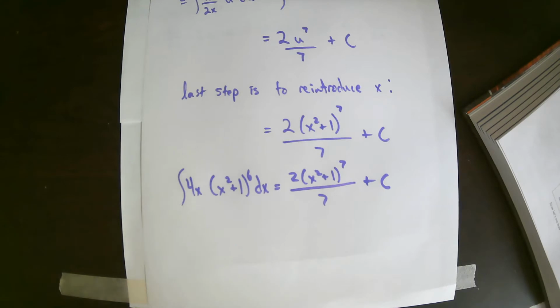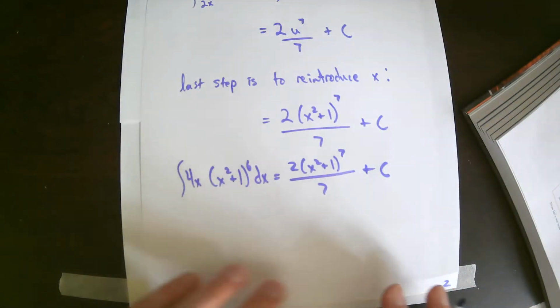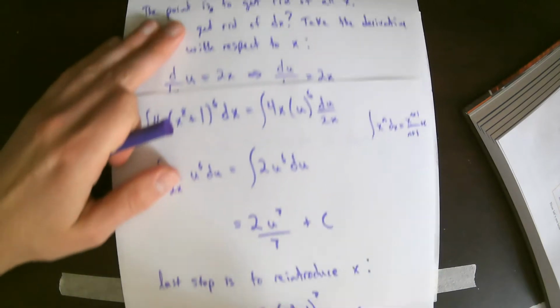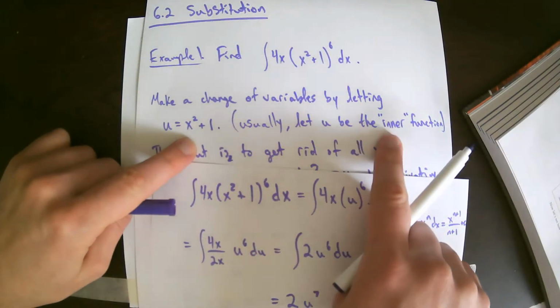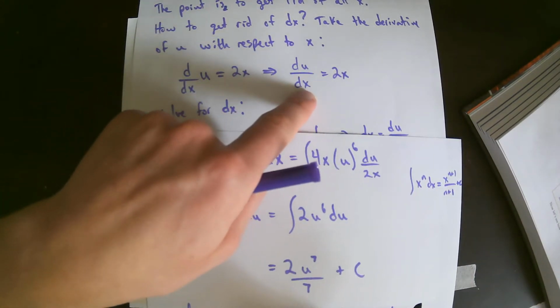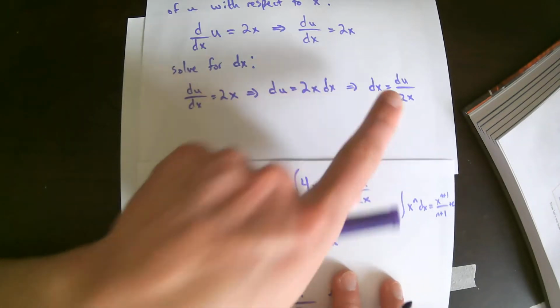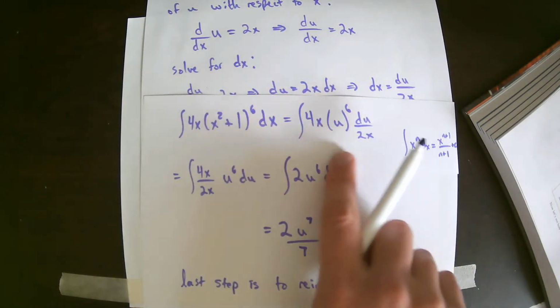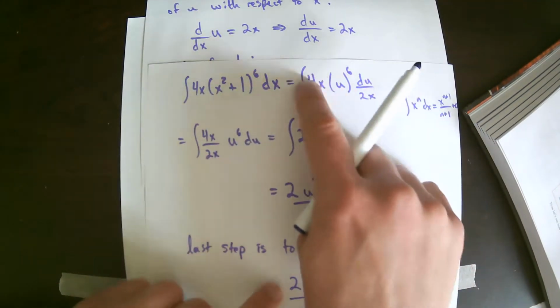What a strange process, right? But this is how it goes. Okay. You let u equal some function of x, usually the inner function. Then you find the derivative of u with respect to x. Then you solve for that dx. Then you do a bunch of replacing in your integral. The extra x's should cancel out.